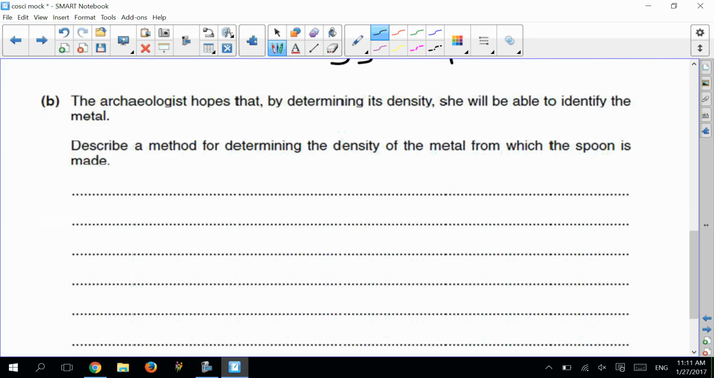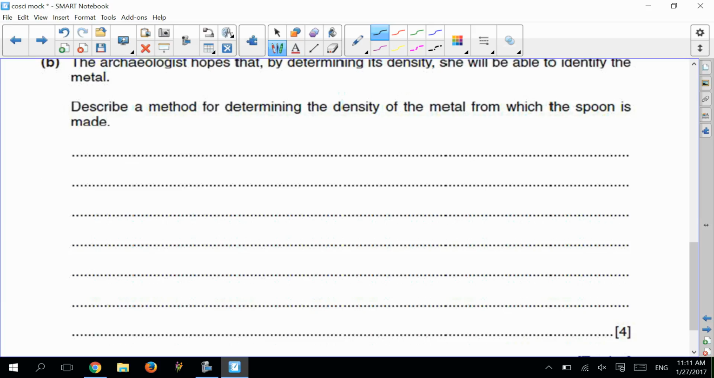The archaeologist hopes by determining its density she'll be able to identify the metal. Describe a method for determining the density of metal from which the spoon is made. So, some key ideas for the 4 marks here. We need to find the mass. Okay, and we'd find the mass using the balance.